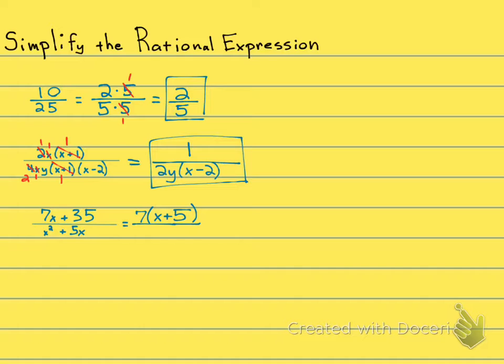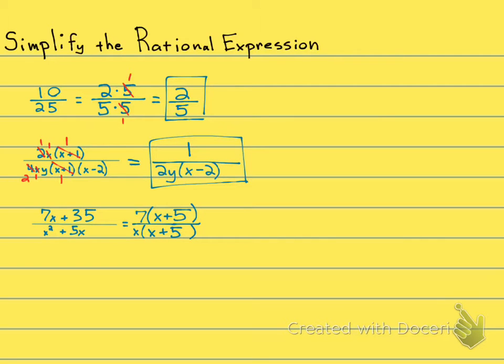Now look at the denominator. Is it in order? Yes, it's in order. Is there a greatest common factor? Yes, there is, and it's an x. See how I can take an x out of both of these? So to factor the denominator, you might think that you have to do more than you really have to. All you have to do is take out an x, and I will be left with x plus 5.